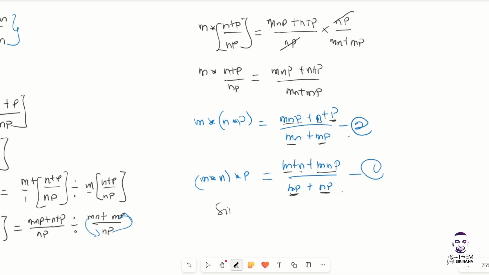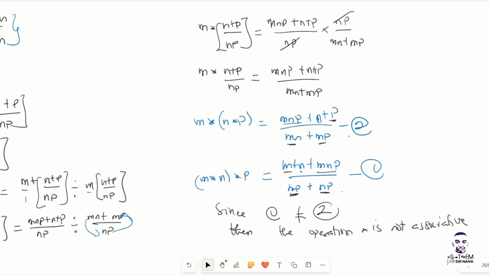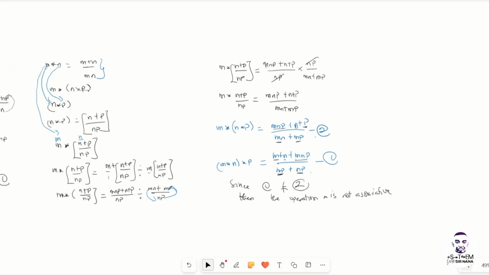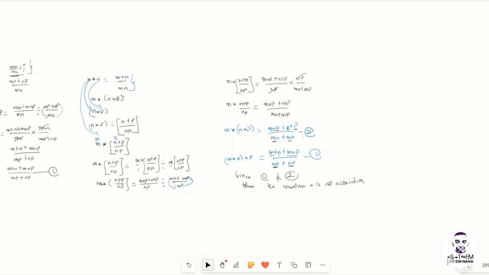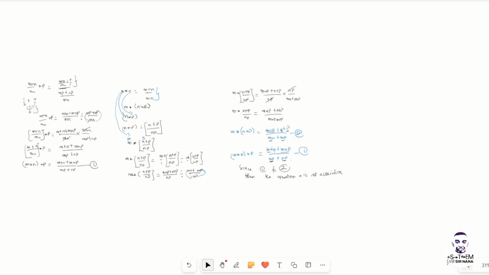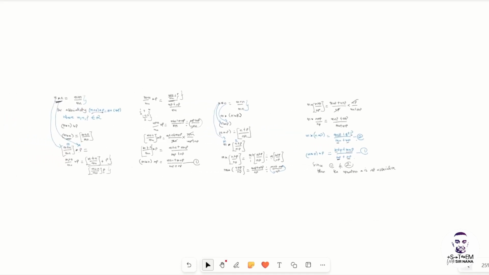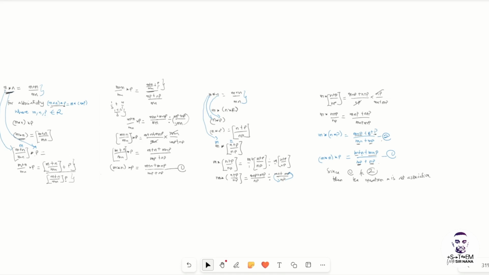So we can say that since equation 1 is not equal to equation 2, then the operation star is not associative. So we can actually consider this question where we have looked at an operation where we can see that this operation is not associative. You can look at it in general here, where we can have everything here.